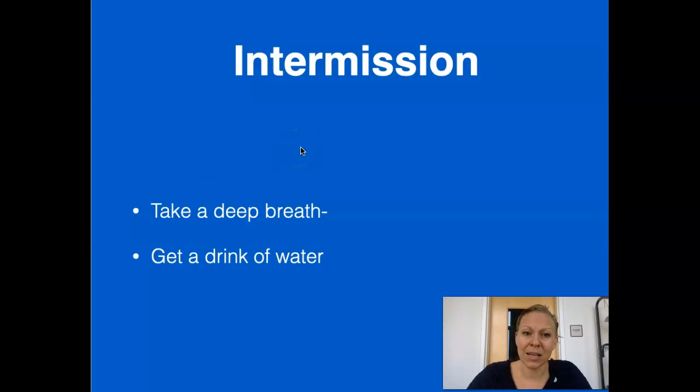That's kind of a lot to take, so take an intermission, take a deep breath, get a drink of water, and come back. And we'll start with the Gibbs free energy equation.